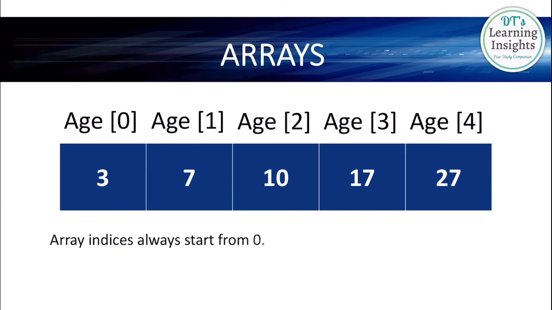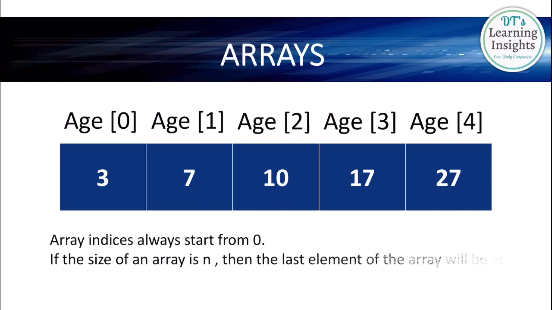Array indexes always start from 0. And here our first element 3 is at the index 0. If the size of an array is n, then the last element of that array will be at the index n-1. Here our last element is 27. Since the size of this array is 5, it is at the index 4.